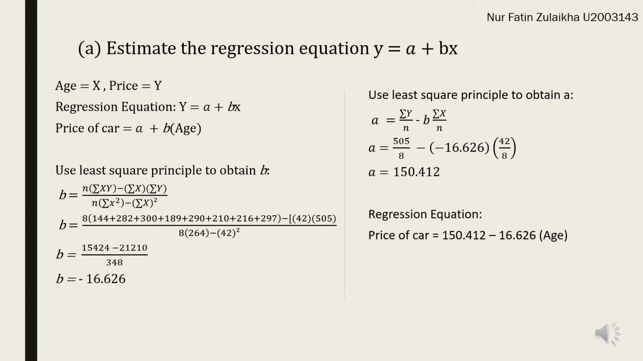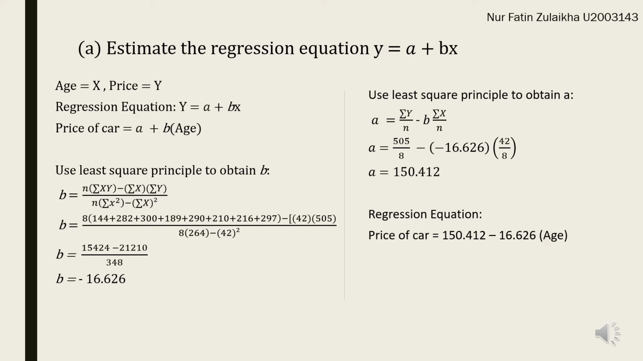Question 1a. Estimate the regression equation, which is y equals a plus bx. For this question, since the price of the car is affected by age, the age will be the independent variable, which is x, and the price of the car will be the dependent variable, which represents y. So the regression equation would be price of car equals a plus b multiplied by age.